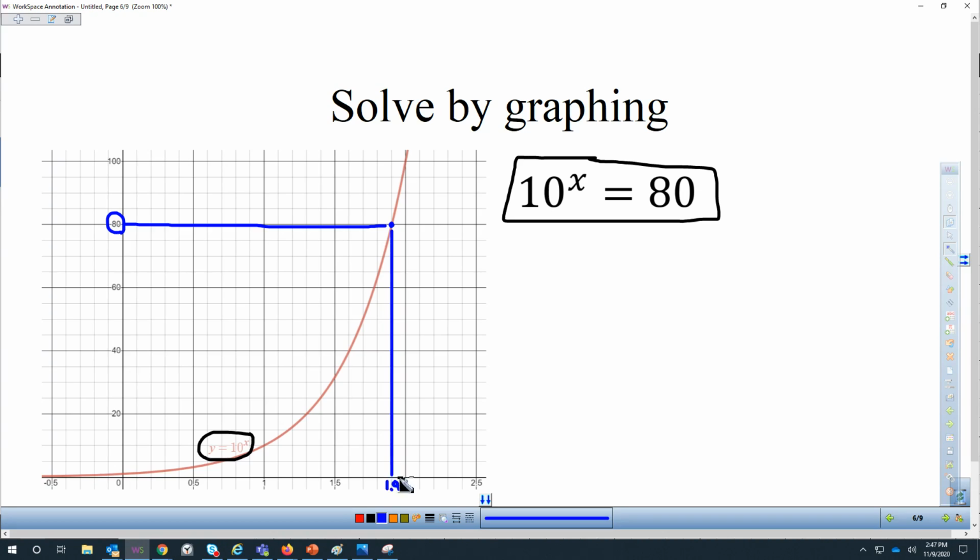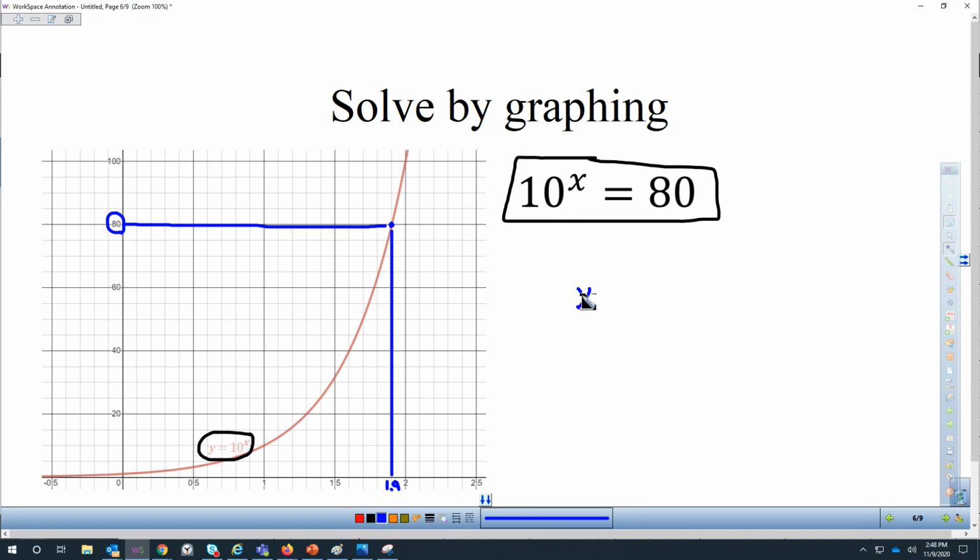Now, this is just approximate, right? This isn't going to give me a very accurate answer. If I want an accurate answer, I'm going to have to either increase my graph, like zoom in on it, or I'm going to have to use a calculator and do some other method. So graphing doesn't give you very accurate results, but it can be useful for finding a quick answer to the problem if you just need an approximation.